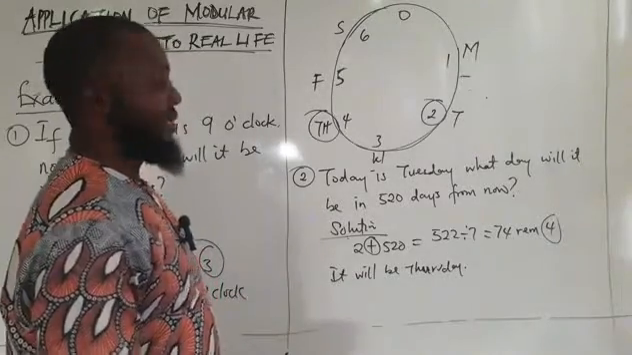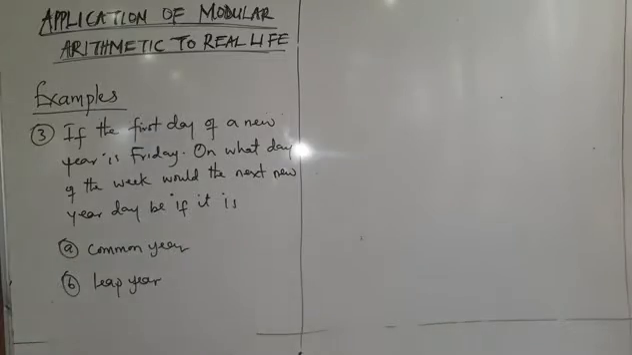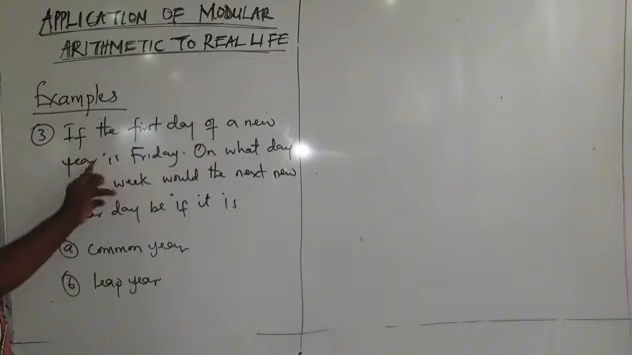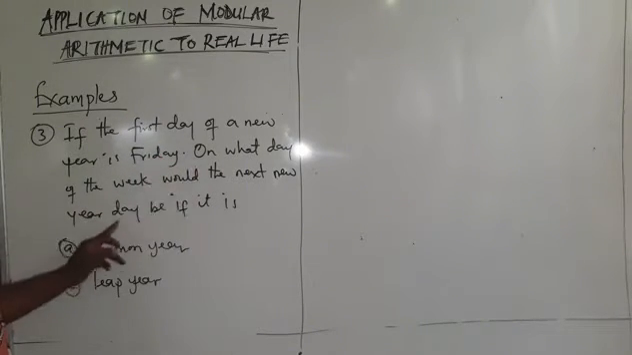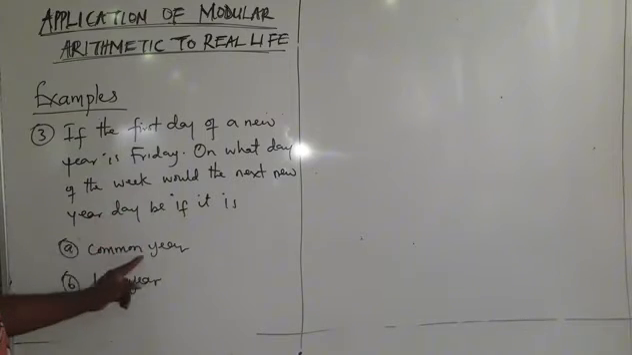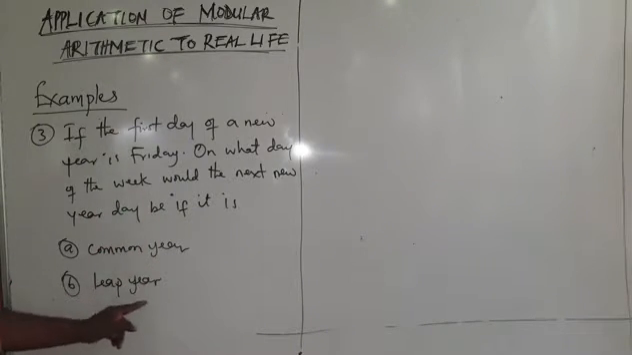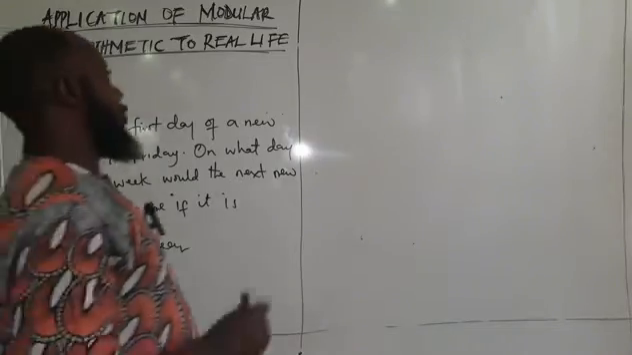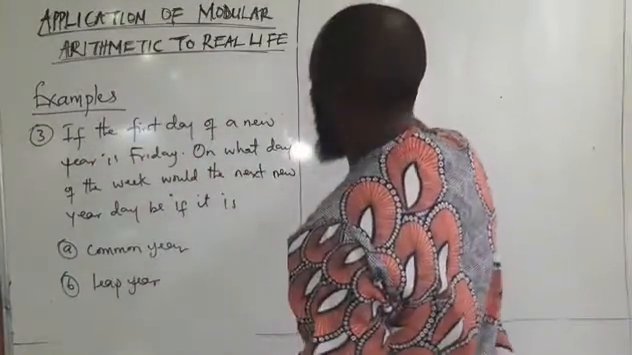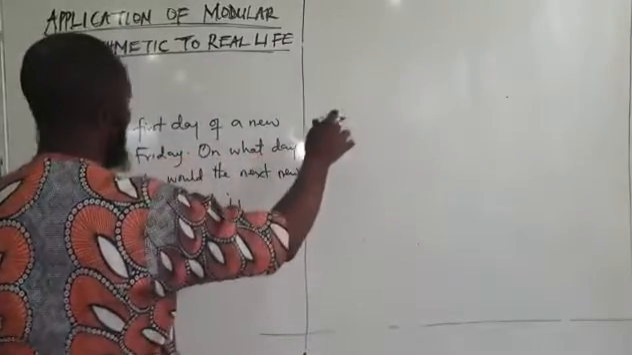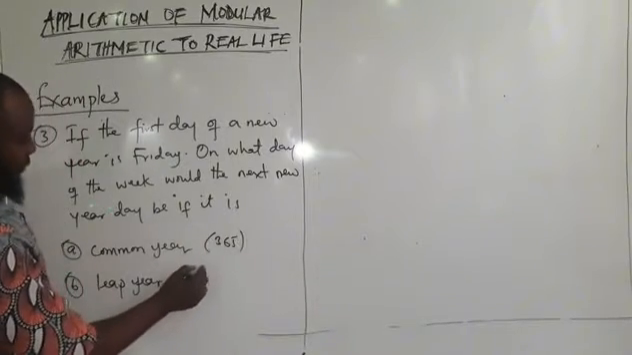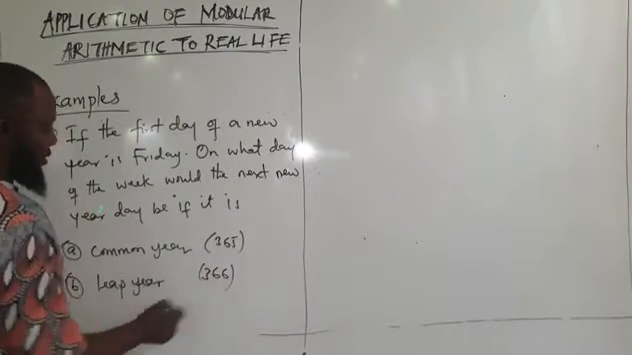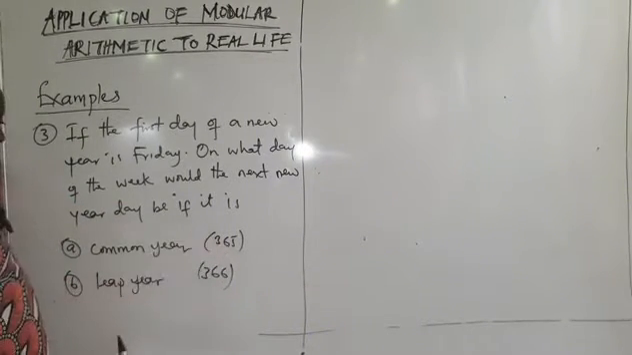Okay, if that is the case, let's look at another example. This is the third example, to calculate the day in a year. If the first day of a new year is Friday, on what day of the week would the next new year day be if it is A, a common year, and B, a leap year? We're going to calculate separately. A common year is 365 days, and a leap year is 366 days, because of February.